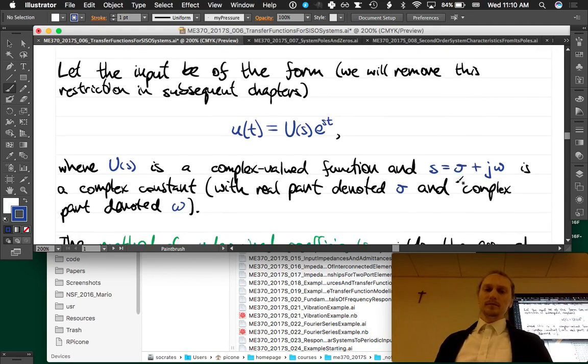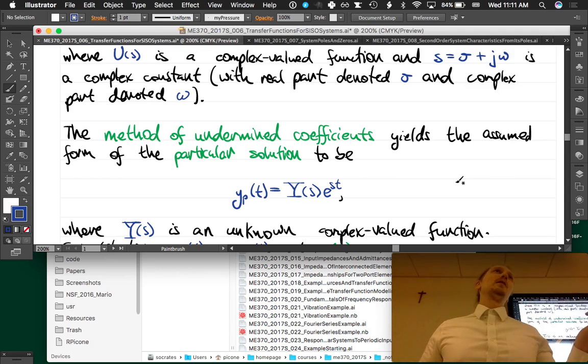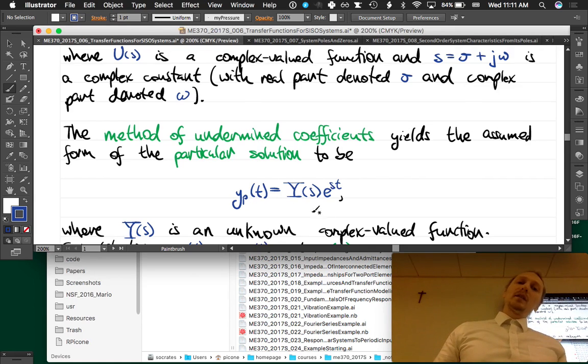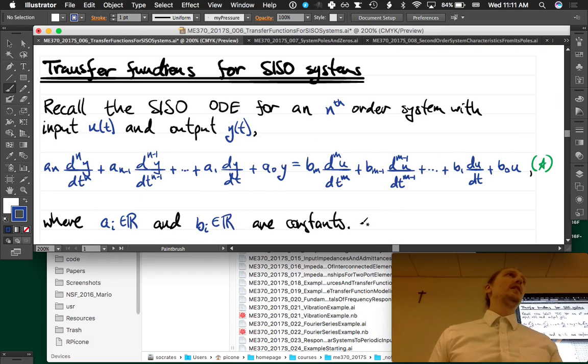So the method of undetermined coefficients yields the assumed form of the particular solution of the equation to be this, because remember that the form of the input determines what the form of the solution is going to be for the method of undetermined coefficients. And so what we do is we say, okay, well, the particular solution must be of this form: some complex amplitude y(s) times e to the st. You may recall from your differential equations class that the easiest inputs on your right-hand side to deal with are exponentials.